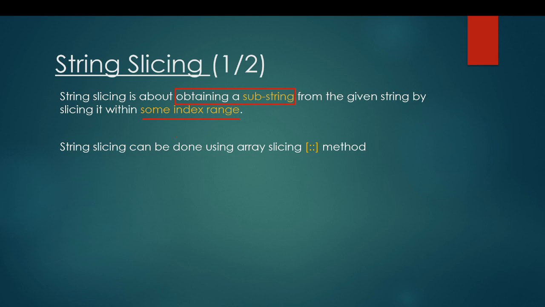So string slicing can be done using the array slicing method. So this particular thing which you are seeing here, this is the array slicing method, and for doing string slicing, minimum 1 colon is required. Colon is basically this particular symbol, right? And maximum only 2 colons can be present. Now let's see how we do string slicing by taking various situations and scenarios.